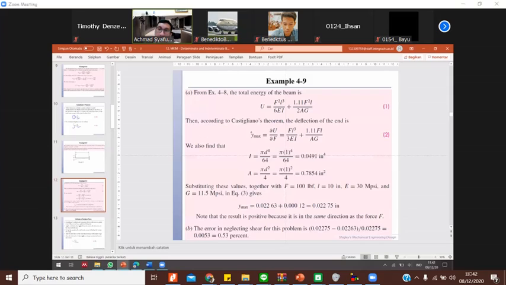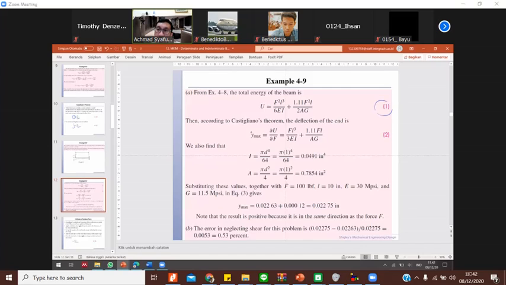The first step of the procedure is to find the total strain energy. Then we have to take a partial derivative with respect to the force to get the maximum deflection. That is the first step.